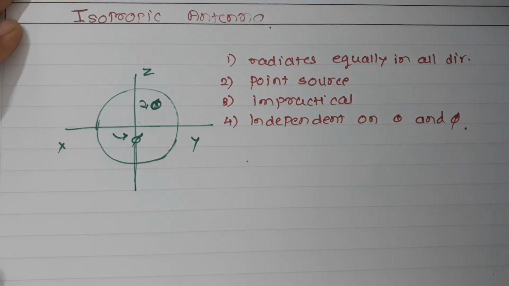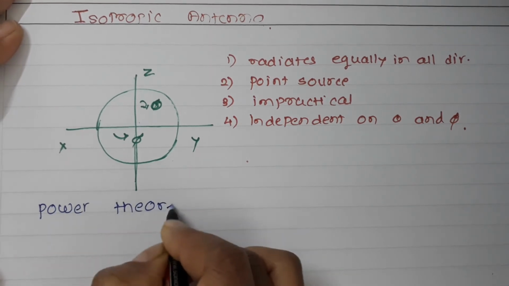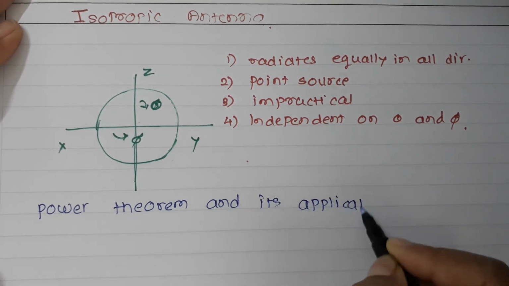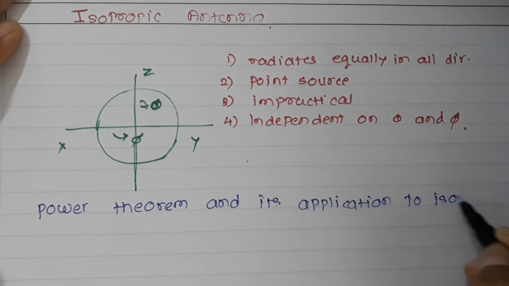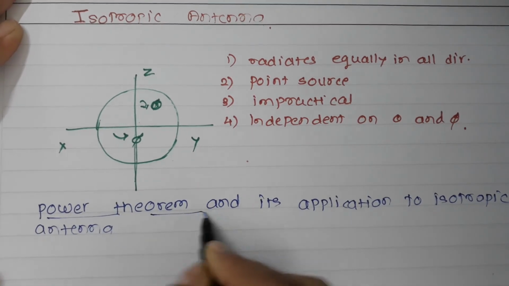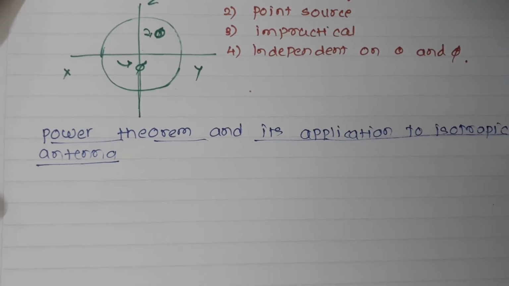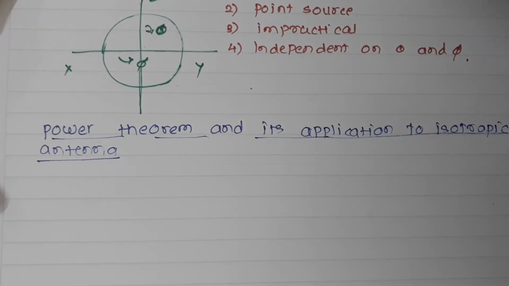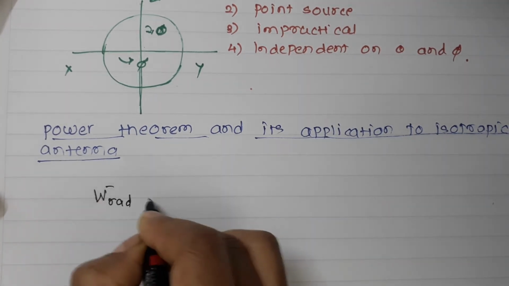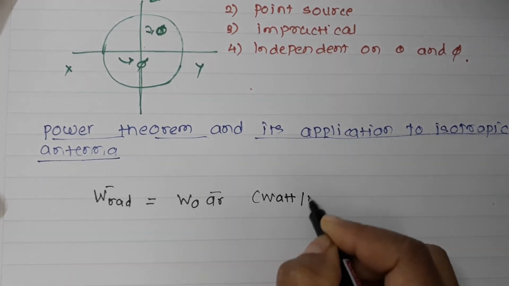So as we know the radiation pattern, now let us talk about the power theorem and its application to the isotropic antenna. As we have already talked about the antenna previously, we know how we are going to calculate the power for this particular isotropic antenna. So here let us talk about the power. When we talk about the radiation density, W radiated can be calculated by W0 aR, and this will be in watt per meter square.